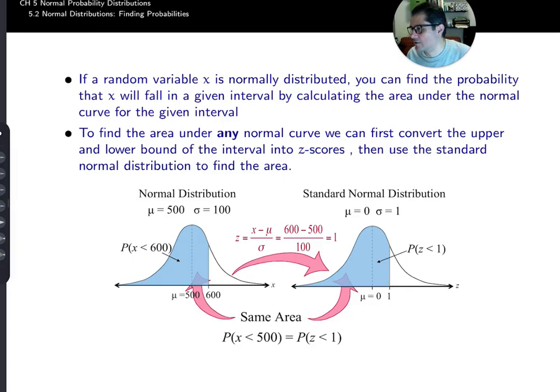Just for context and for future work, whenever we use z-scores, the letter z represents a z-score, so we're talking about values under the standard normal curve. And whenever we refer to a value like x, it means it's under a normal curve that's not the standard one, one that has a different mean and a different standard deviation.